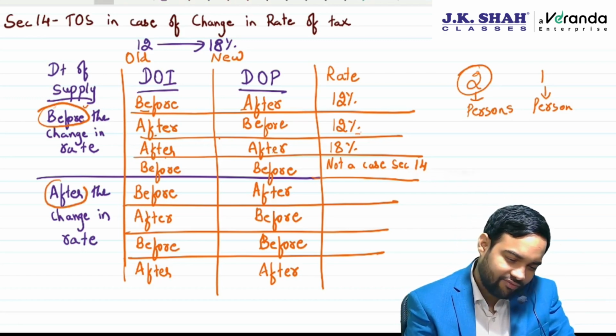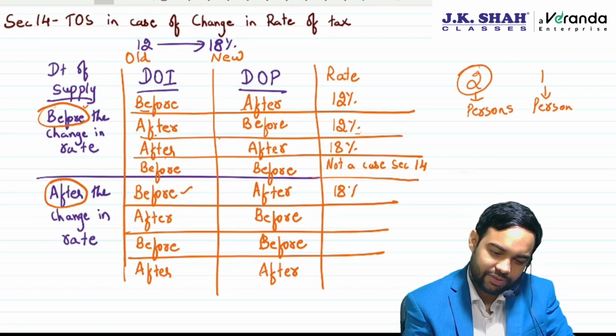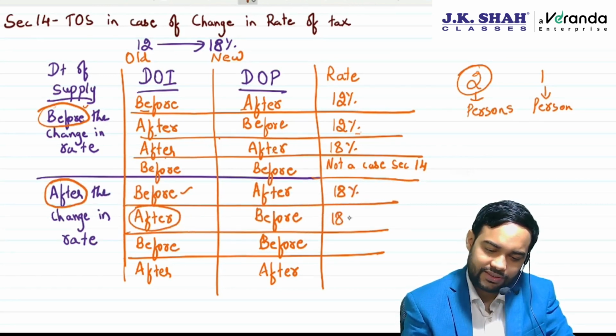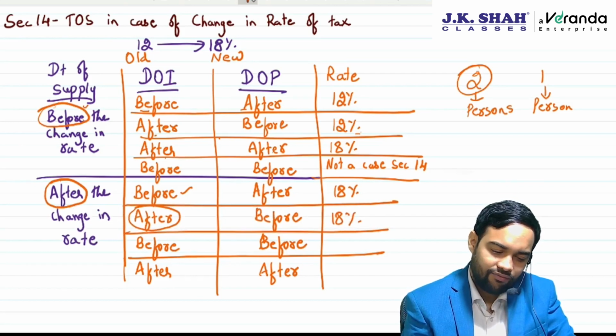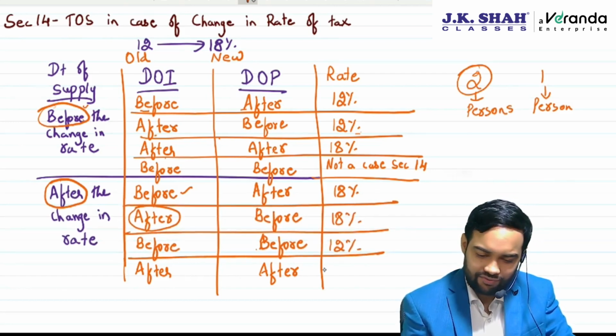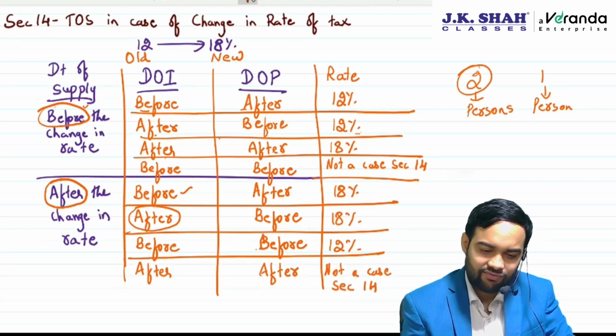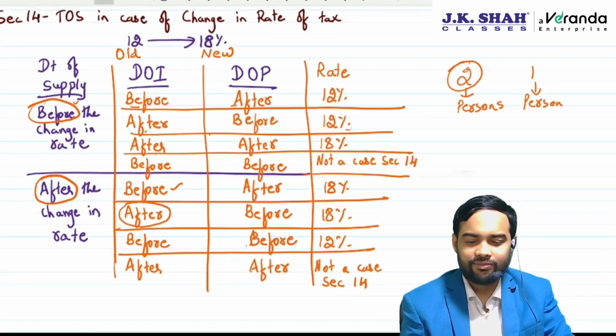Then after, before, after, 18% because two events are after. After, before, 18% because two events are after. After, before, 12%. After, it is not a case of section 14. As it is not a case of section 14, we are not required to worry.